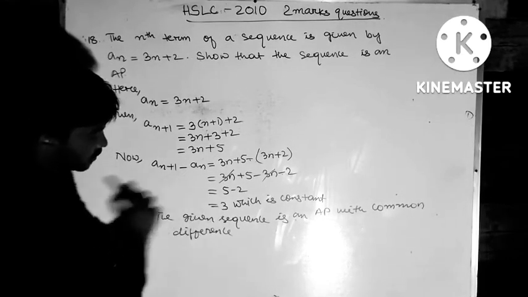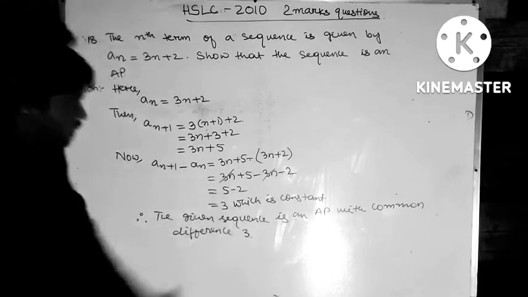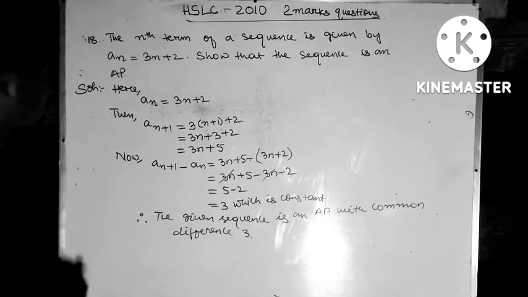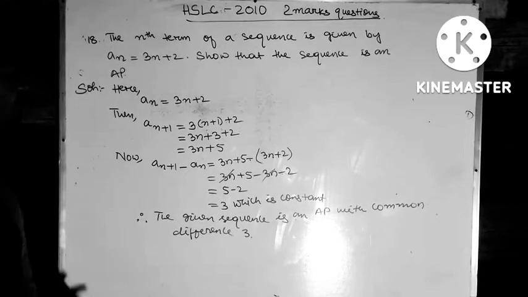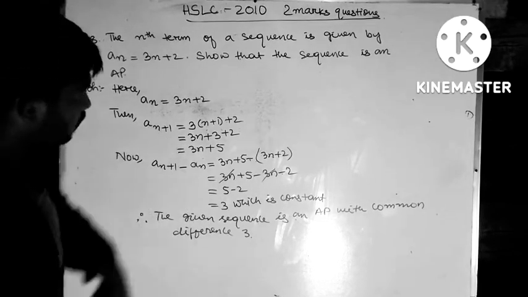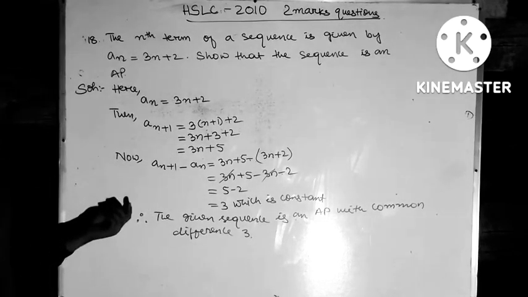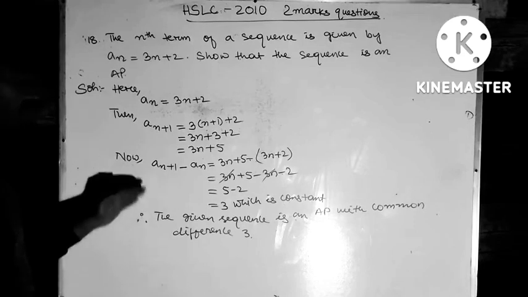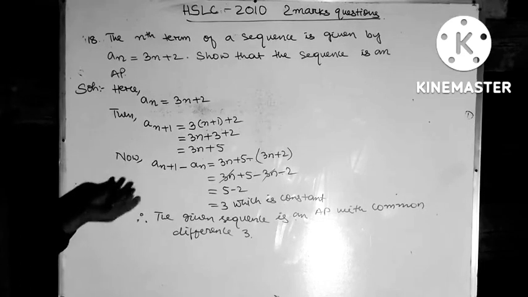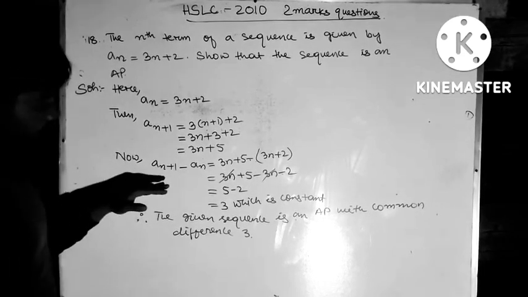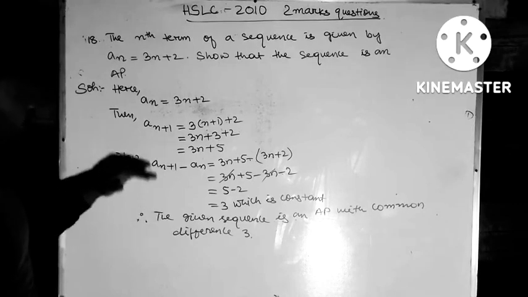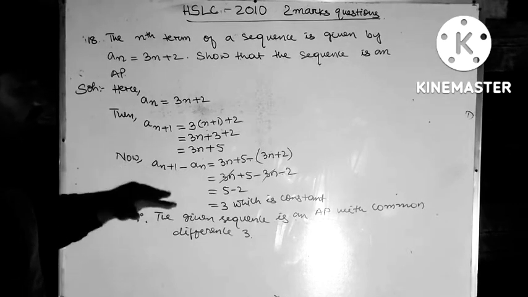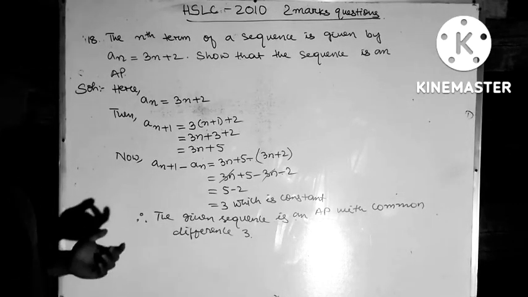The last one will be your common difference, with common difference 3. So this was your answer for question number 18. We can solve this in another way also, but according to your textbook it is recommended in this way, so I am solving it in this way.